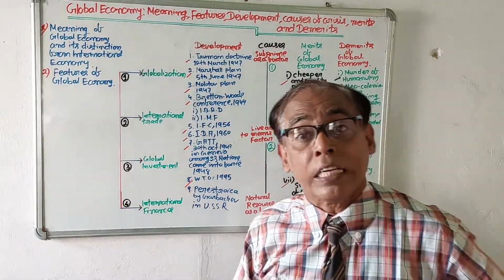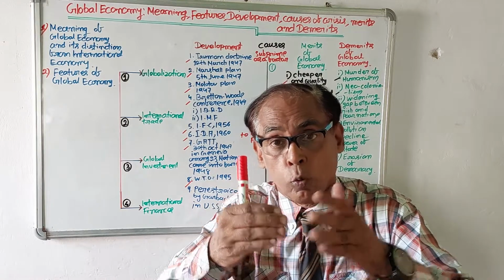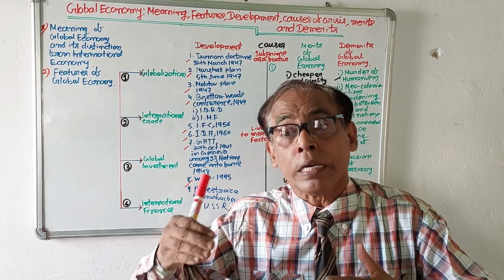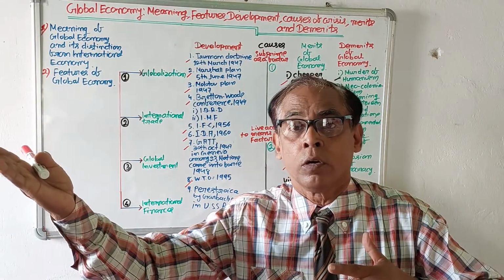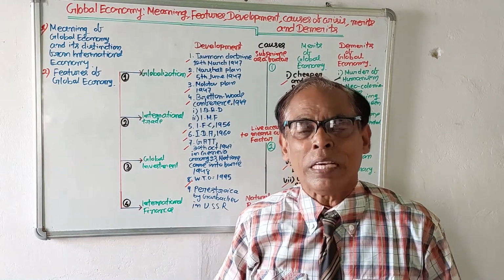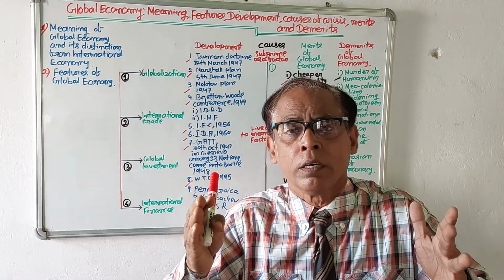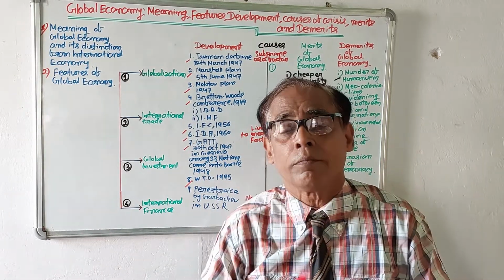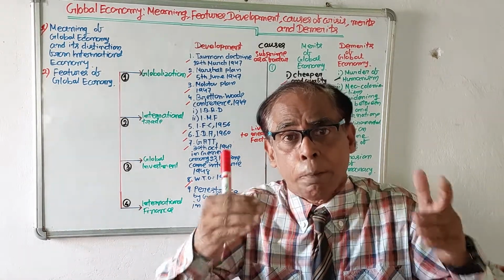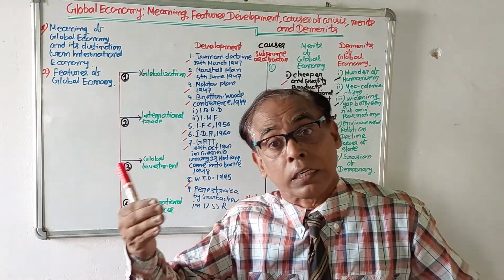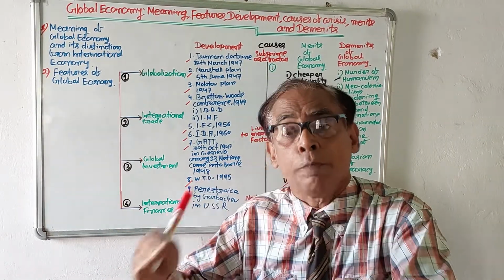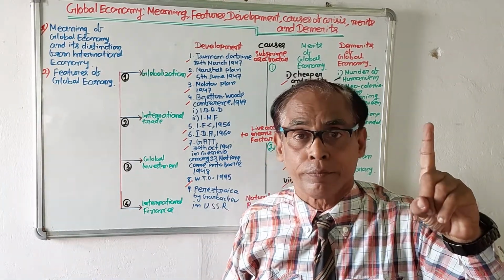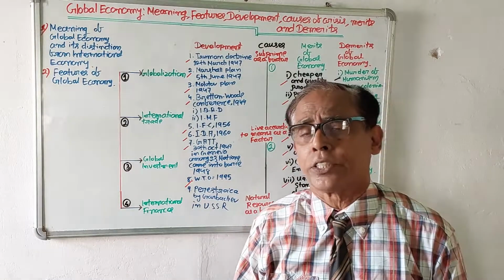And number 3, global investment. In global economy, every country can make investment in other nations where it will get more profit. In the field of global investment, national boundary will not be a restriction. Every country, every multinational companies, every transnational corporations can invest money in different areas. There will be no restriction for them. No nation can object.